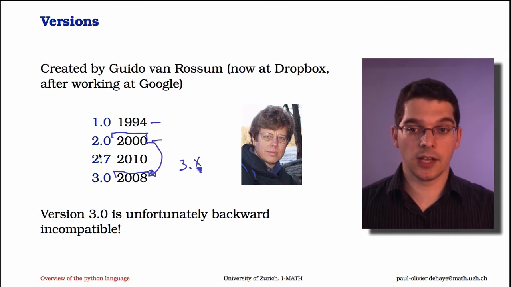Now, the fact that Python 3 came out in 2008 does not mean that development ceased on version 2. Actually, it continued, and the ultimate Python version 2 is Python 2.7, which was released in 2010, and that's the one that we're using for this course.